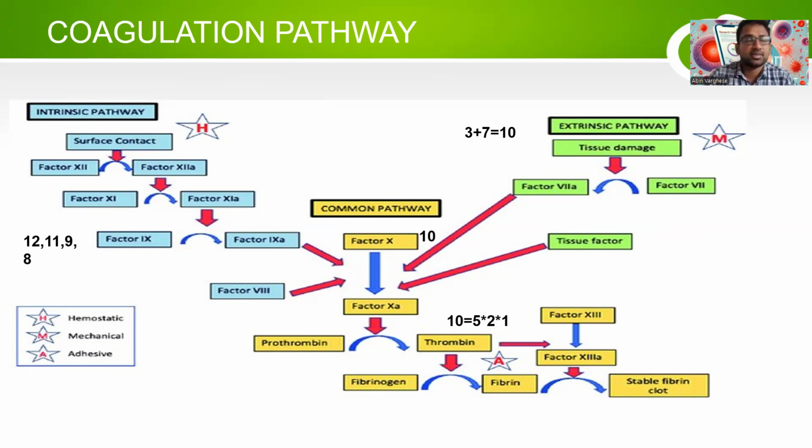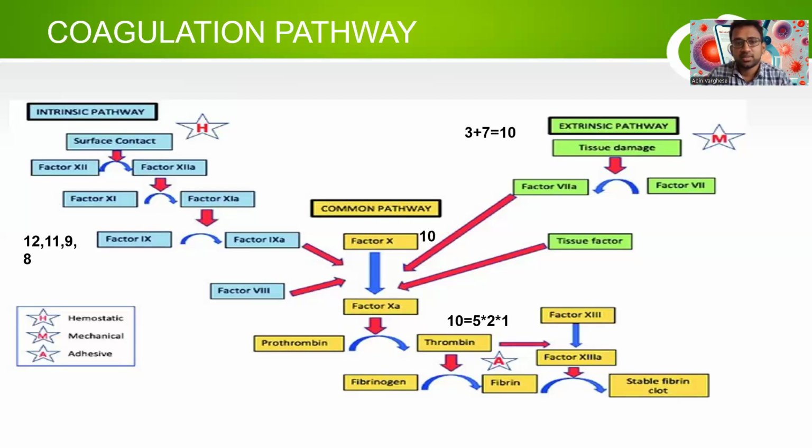And the intrinsic pathway consists of factor 12, then factor 11, factor 9, and factor 8. This causes the activation of factor 10, and it continues: it converts prothrombin to thrombin, then fibrinogen to fibrin, and forms a stable clot.